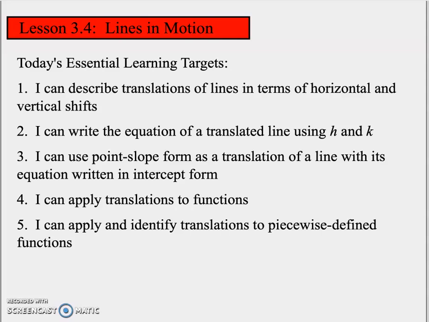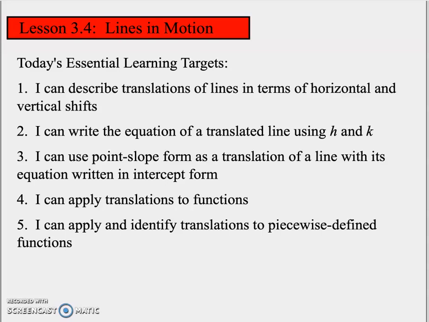These are the notes for 3.4, lines in motion. This section is sandwiched between talking about functions in general and moving on to talking about graphs of functions. The reason we have lines come back into play, and lines can definitely be a function, is to talk about how we transform functions.